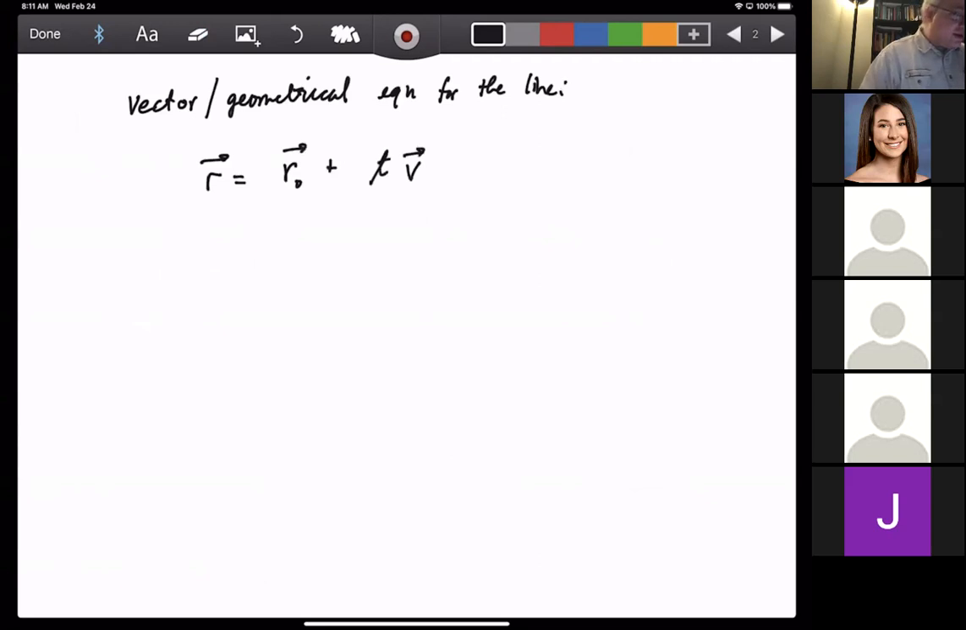So try to do this in a non-cursive script. So hopefully this is easier to distinguish. So in terms of components, this vector R, right, has components X, Y, Z. This is an arbitrary point on the line. Or it's the position vector for an arbitrary point on the line.